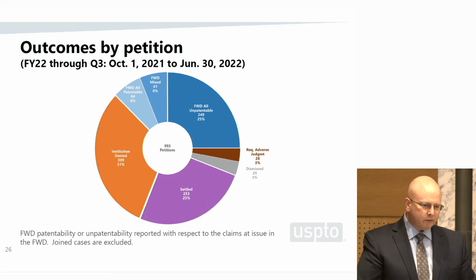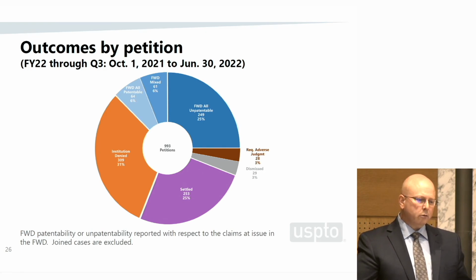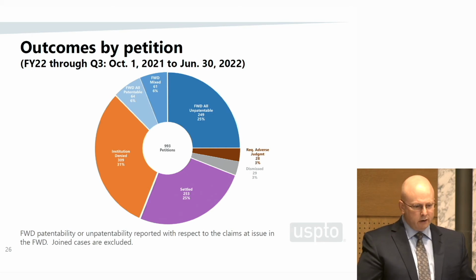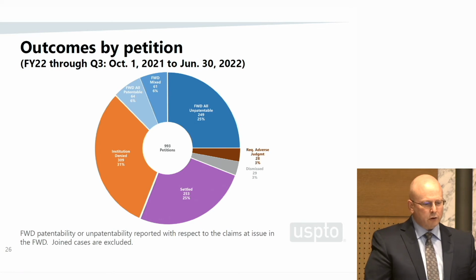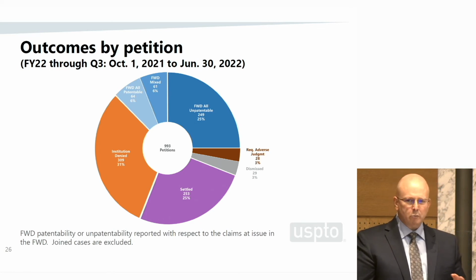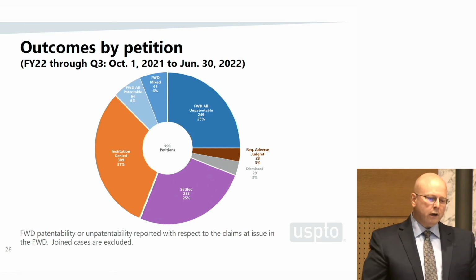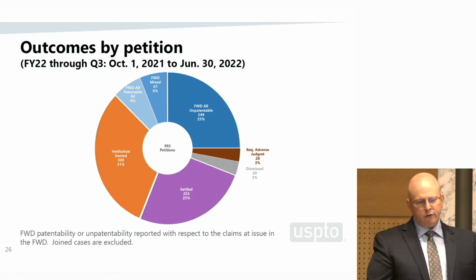These are all available on our website, but what you're looking at here is, again, in fiscal year 2022 through the end of the third quarter, you can see there were 993 total petitions filed. Of those, nearly 1/3 were denied. That's the orange slice, where we did not proceed on to a trial. About 25% settled, although if you look at other ways that the petition didn't make it to a final written decision, you can see there's another about 6%. So roughly 2/3 of the petitions filed never make it to a final written decision.